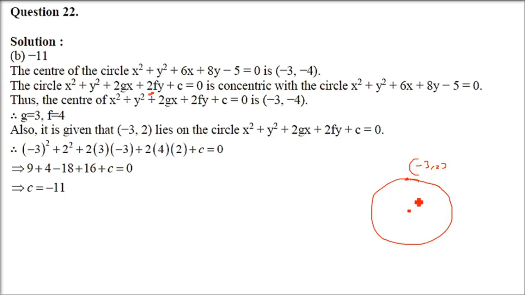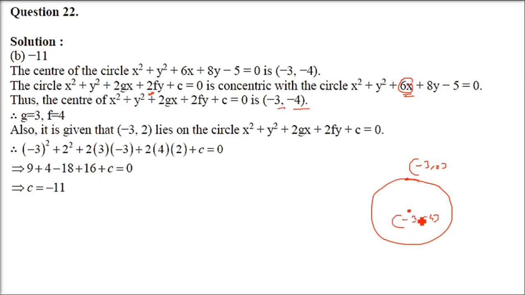So we can find out what? The center. Both centers are same because they are concentric. So how do you find the center? You know, (-g, -f) you have to find out. So it will come as (-3, -4). This is the center.